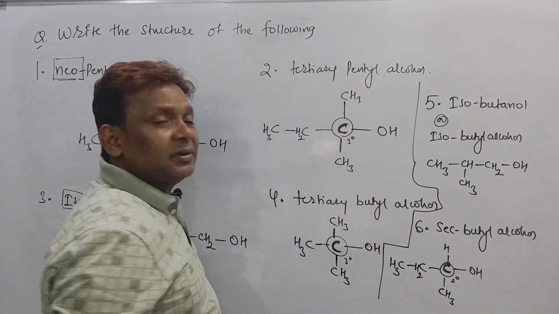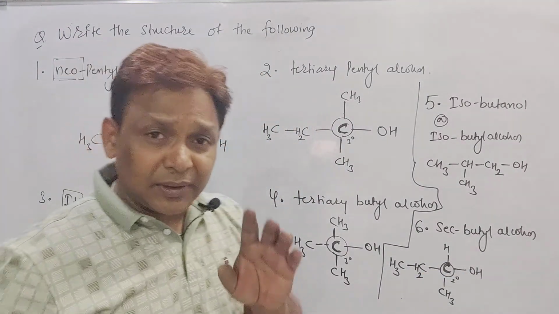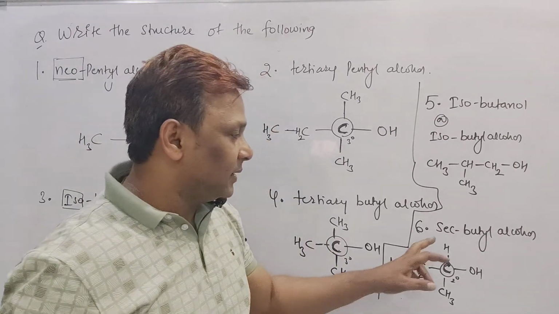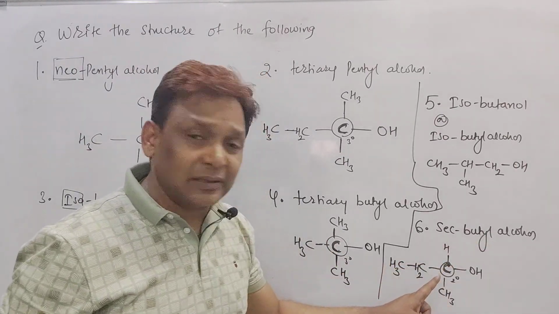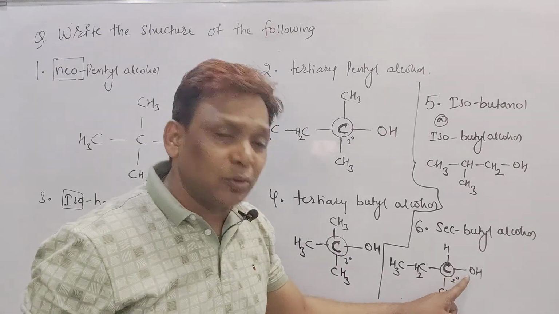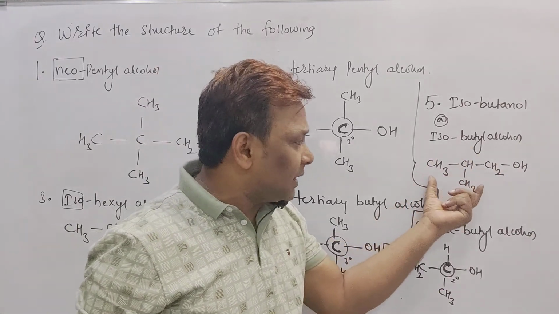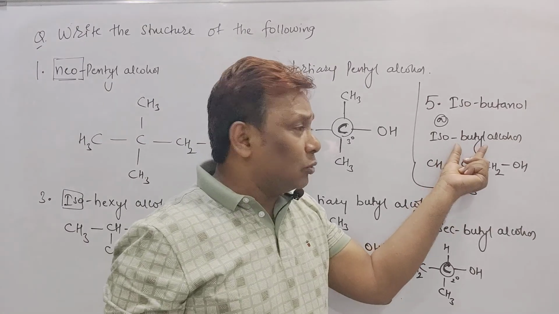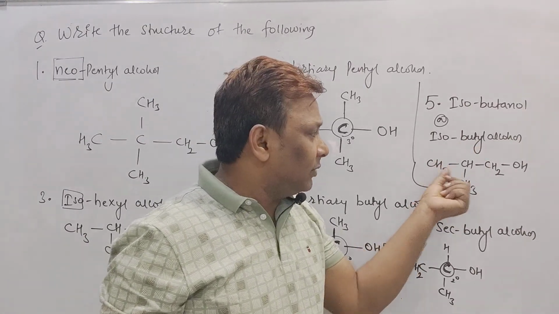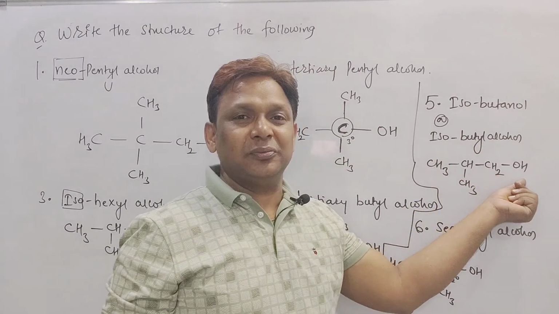And this is the structure of secondary butyl alcohol. See beta, the difference is how it is written. Secondary butyl means first you make the secondary carbon and attach the OH group over it. But isobutyl alcohol means first you make the iso group and then count the number of carbon atoms: 4, 1, 2, 3 and 4, then put the OH group.